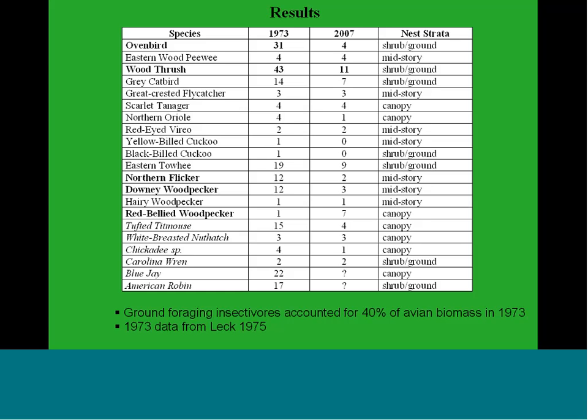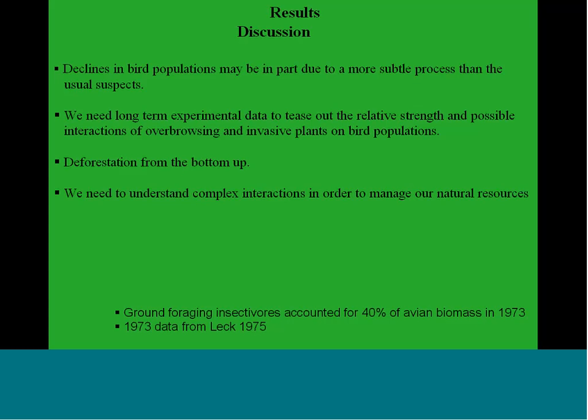But the main point to take from this now is that there's been a drastic decline in ovenbirds and wood thrush, and these used to be the most dominant shrub and ground nesting birds in the forest. Next slide. And so to bring it all together, declines in bird populations may be in part due to a more subtle process than the usual suspects.